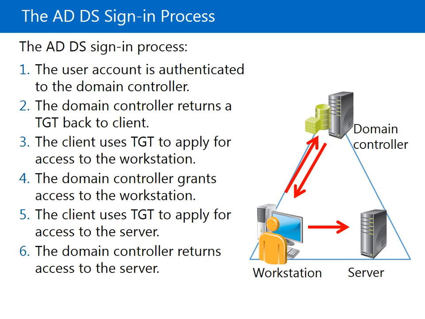Active Directory sign-in. You're going to have your credentials. We talked about it a little bit. I'm not going to go into detail, but you're authenticated. Once you're authenticated, it knows who you are, then you are allowed access to certain resources. We're finding the domain controller. It's going to return a ticket back to us saying yes or no. Once you do that, you're then going to access the workstation. The domain controller grants access to that. Based on that, it's then going to access server resources, and then it will return access to the server.